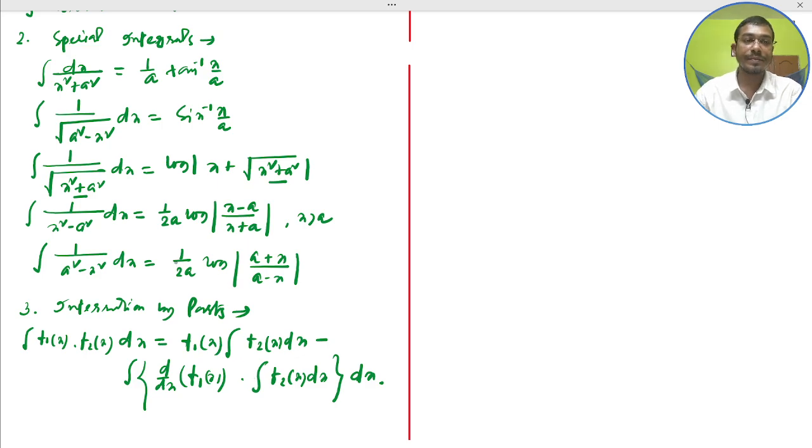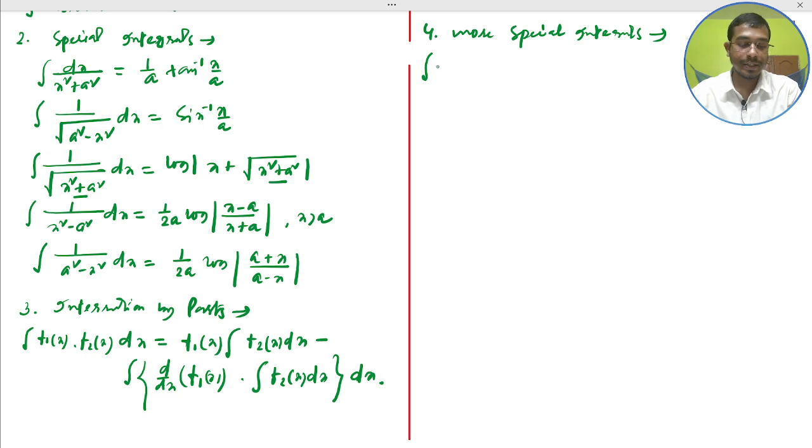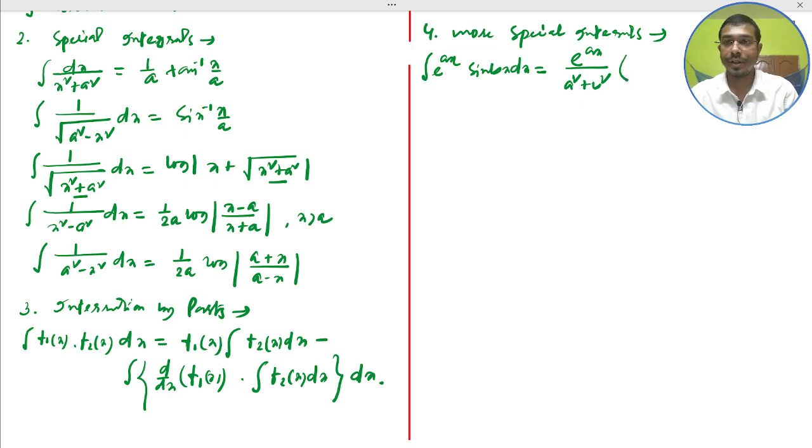Next, most special integrals. Point 4, most special integrals. That is, integration of exponential e to the power ax, sin bx dx. That would be what? So e to the power ax divided by a square plus b square into a sin bx minus b cos bx. Very important formula.